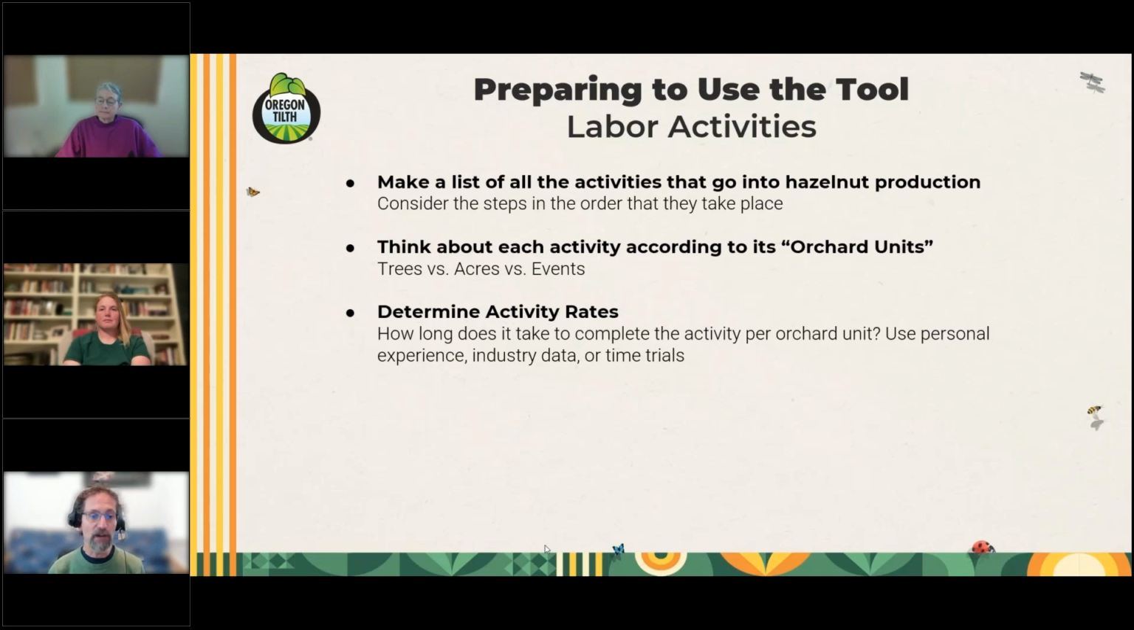So ultimately, what we're trying to do is determine activity rates, which is how long it takes to complete a particular activity relative to an orchard unit. And there's a few different ways that you could go about gathering this data. So if you're working with experienced growers, they might have some sense of how long it takes them to do certain activities.